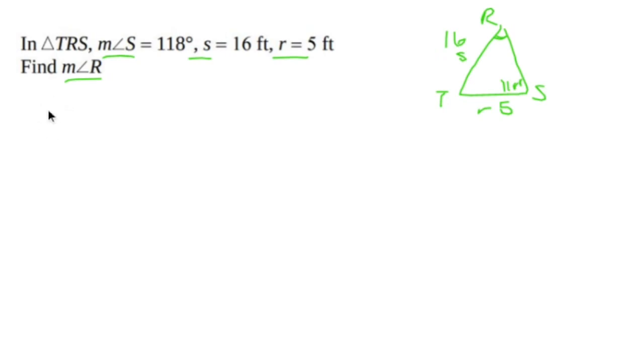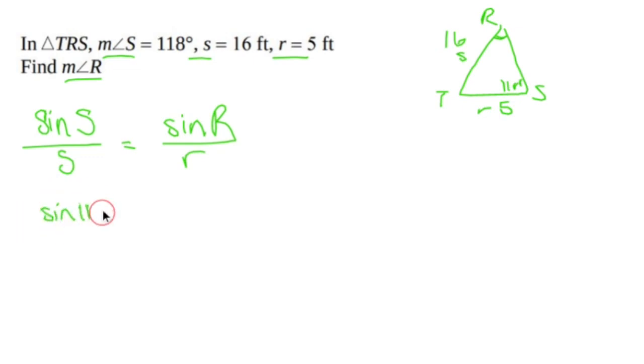The law of sines says that the sine of an angle, so let's just choose an angle, big S, over its opposite side is going to equal the sine of the other thing that I care about, big R, over its opposite side. So let's plug stuff in. Sine of big S is going to be sine of 118 degrees, over its opposite side, which is 16. That's going to equal the sine of big R, which is, I don't know, over little r, which is 5.